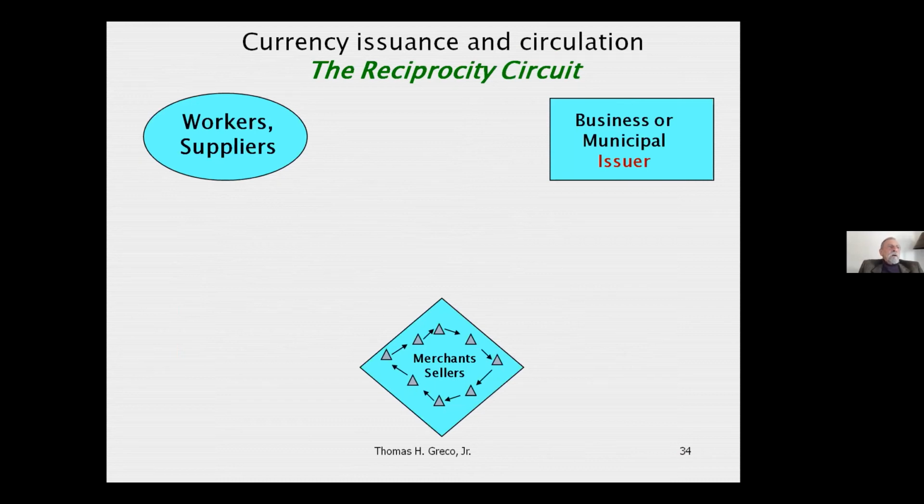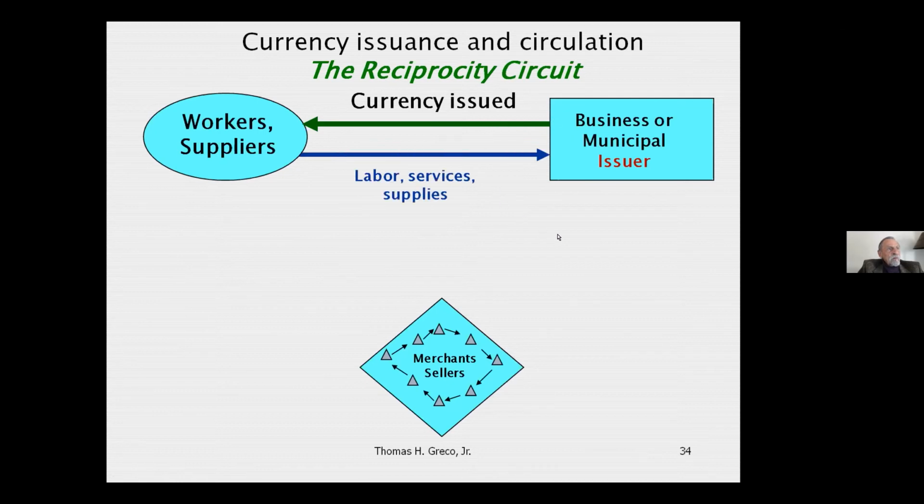So this graphic, I think, helps to explain currency creation and redemption. I've got three groups here. I've got a business or municipal issuer. I've got workers and suppliers, and I've got merchants and other participants in the economy. The process begins when a business or municipal government issues a currency in return for labor, services, or supplies that it gets from this group of workers and suppliers.